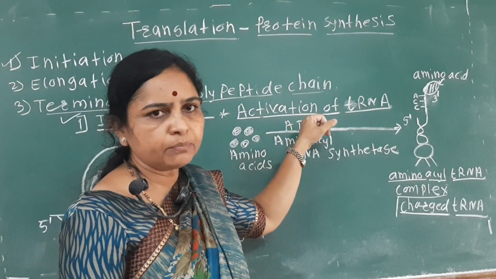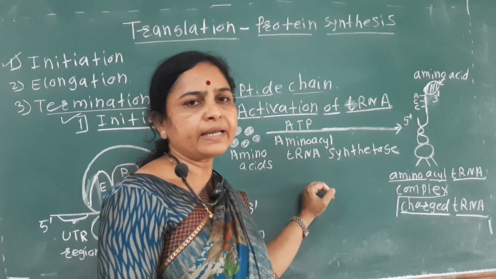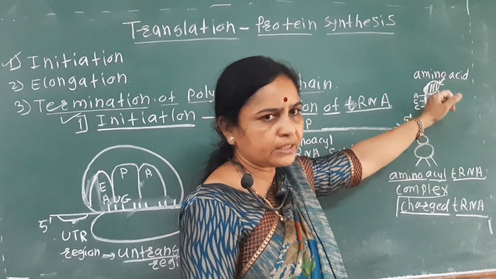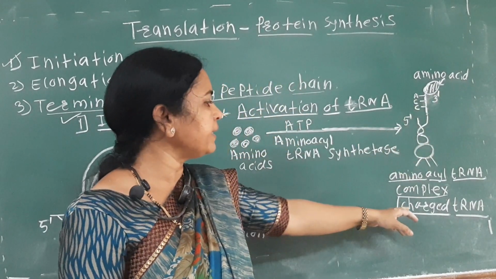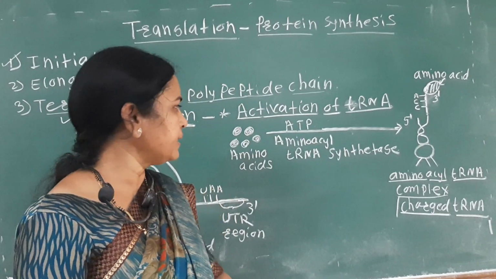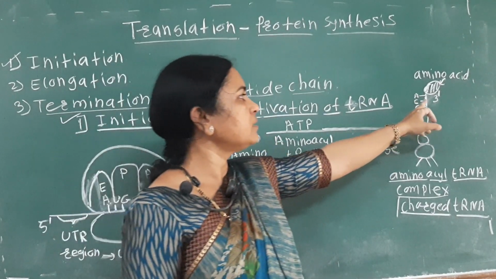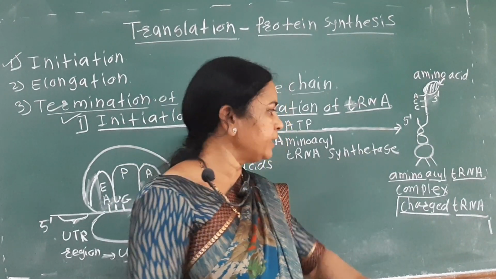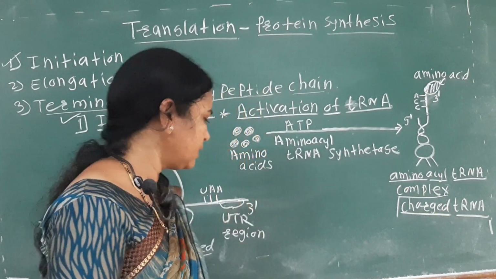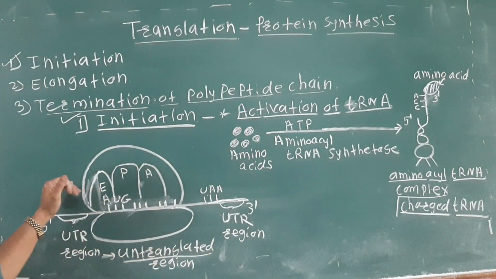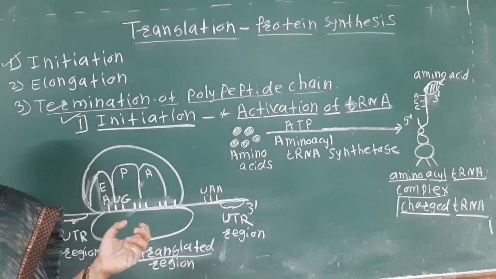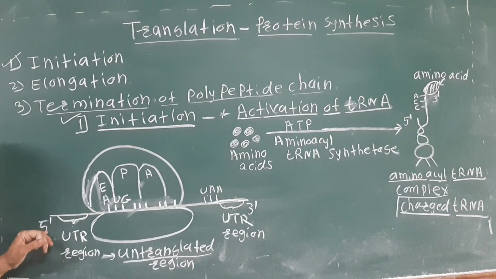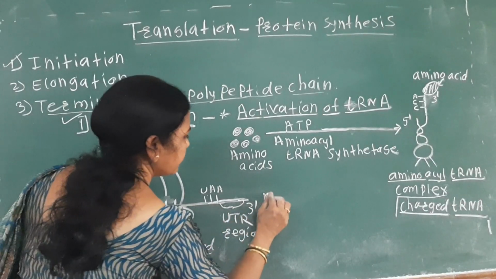In the presence of ATP and the aminoacyl tRNA synthetase enzyme, the aminoacyl tRNA complex is produced. So it is known as the charged tRNA, as the amino acid gets attached at the 3' end, the longest end of the tRNA. Then next, the two subunits of the ribosome attach to the mRNA. So this structure is the mRNA.